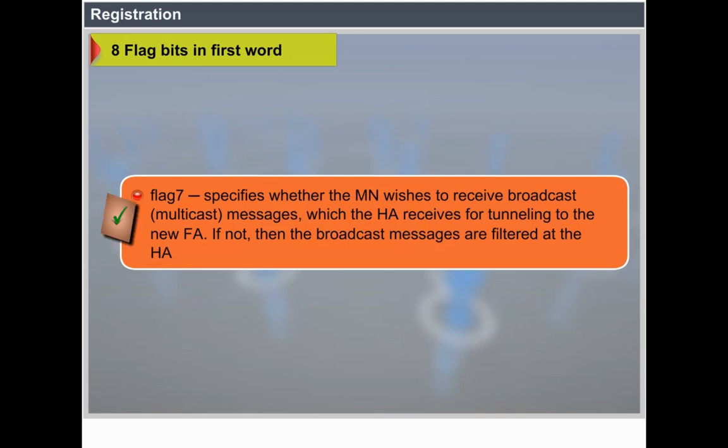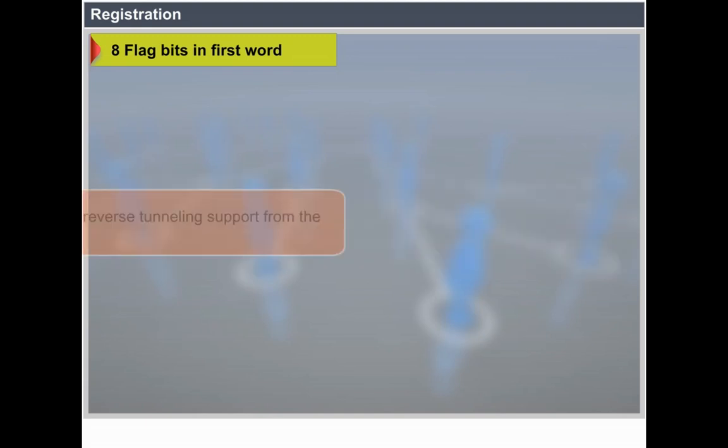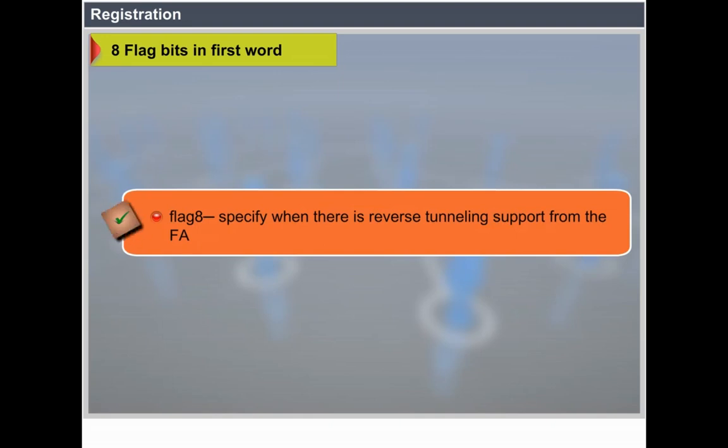Flag 7 specifies whether the MN wishes to receive broadcast multicast messages which the HA receives for tunneling to the new FA. If not, then the broadcast messages are filtered at the HA. Flag 8 specifies if there is reverse tunneling support from the FA.